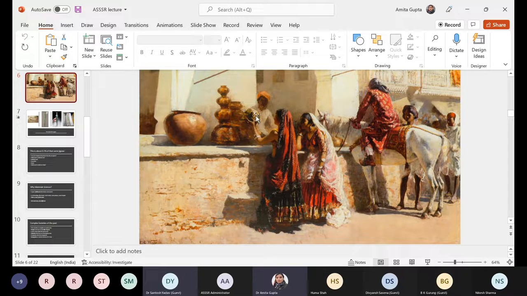Like he is holding the pouch like this, observing whether it is good or not, whether I should buy it or not. How are you going to analyze such things? He is sitting on the horse, how will you analyze that he was sitting in this position and talking to a person? So you cannot recreate these types of intangible heritages.